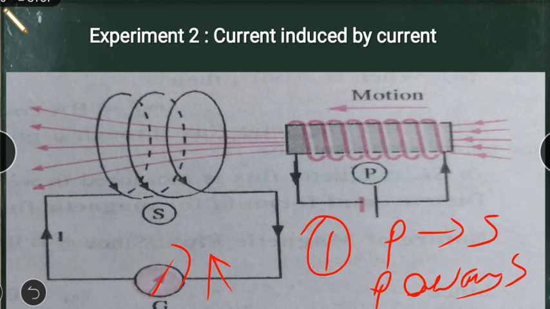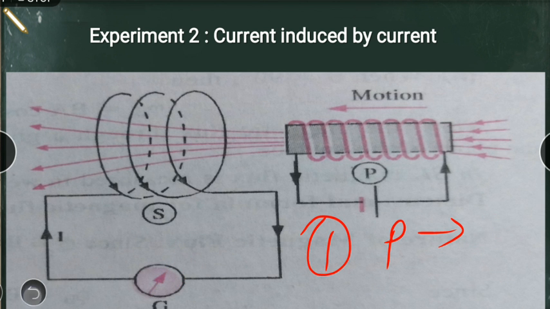Here one more thing we can do: we can fix the primary coil at rest and move the secondary coil towards the primary coil, then also the same cases arise. If the secondary coil is moved towards the primary coil, the galvanometer shows deflection, and if we take it away from the primary coil, the galvanometer also shows deflection.